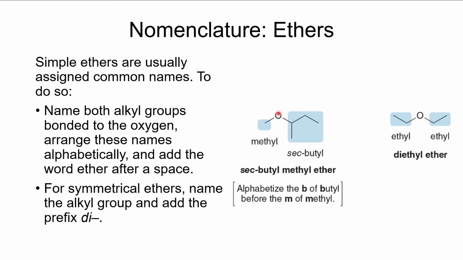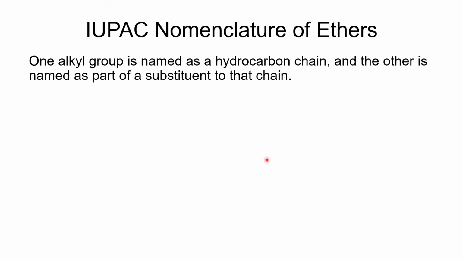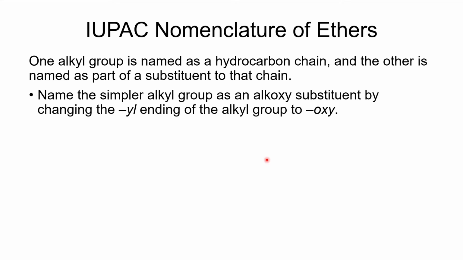All right. And then pay attention to stuff like butyl comes before methyl, and sec. We don't include the sec as part of the alphabetizing purposes. All right. The other possibility for ethers is to name them using the IUPAC method. And for that, you will find the parent chain, which is the longest hydrocarbon chain, and then name the simpler alkyl group as an alkoxy group. So if you've got a methyl, it would be methoxy. Ethyl would be ethoxy.